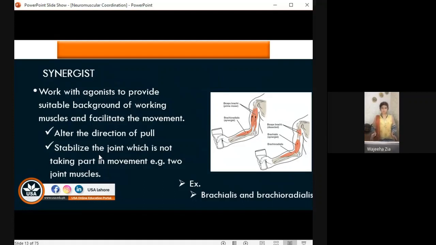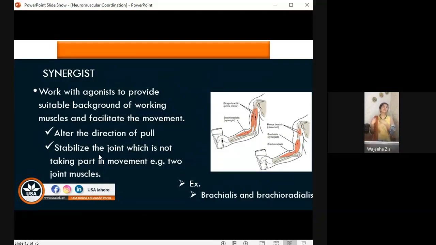The next one is the synergist. Whenever we are doing our activity, I'm now right bending my elbow. The shoulder is at a place, the hand is at a place. So there are some other muscles which directly do not take part in performing those movements. But what will they do? They will provide the proper background. So they will provide a proper background for the agonist, so agonist can perform very well.